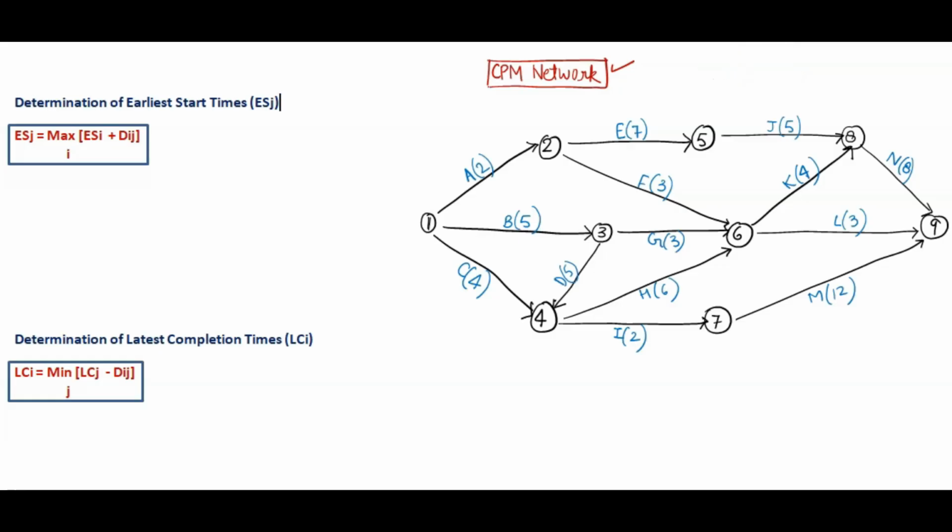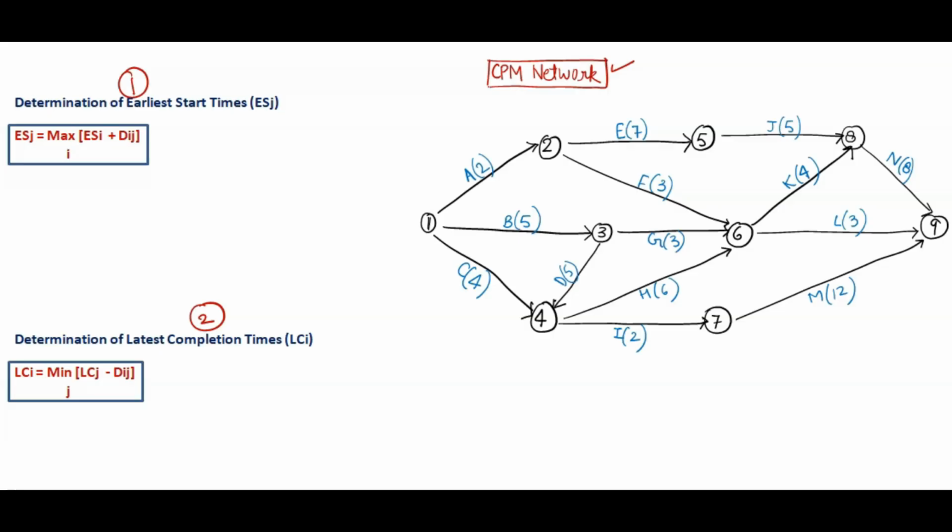For finding the critical path there are two things which are very important. One is earliest start time and second thing is latest completion time. For finding the critical path, first we have to find out the earliest start time and latest completion time, ES and LC. These two things we have to find out.